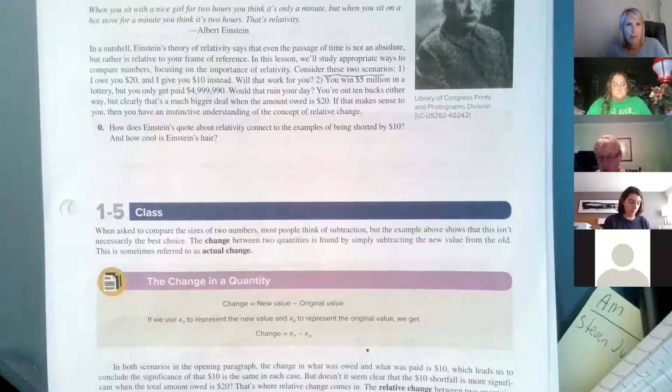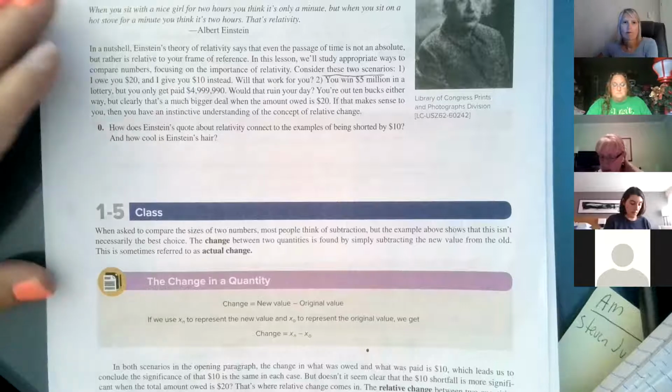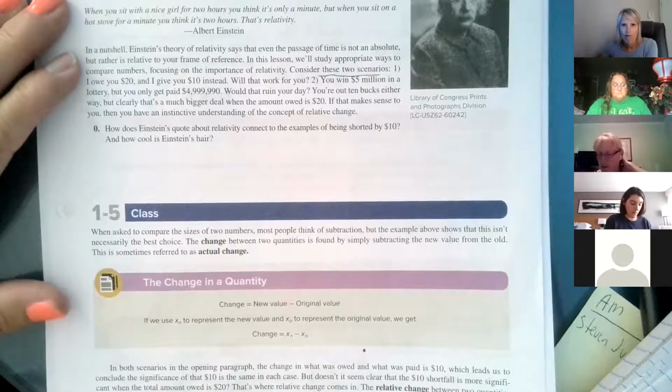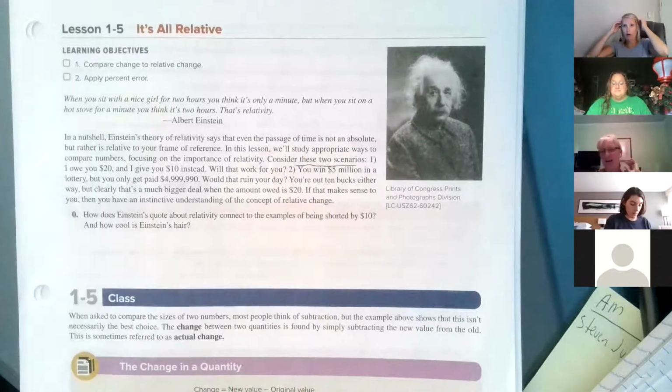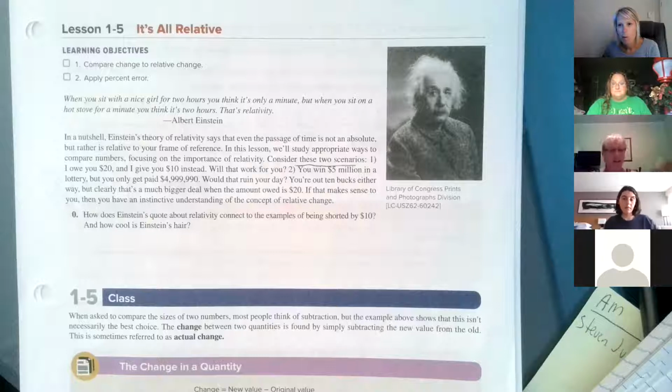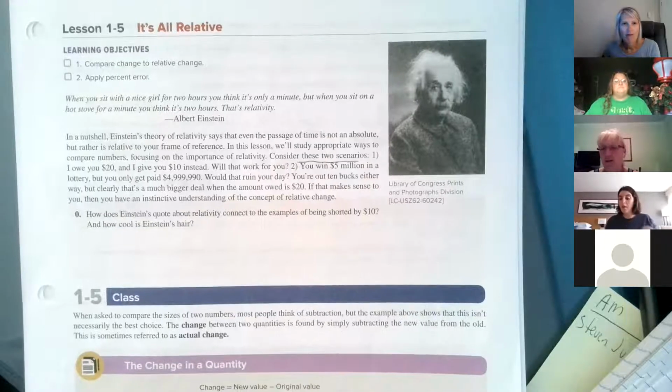How does Einstein's quote about relativity connect to the examples of being shorted by $10? And how cool is Einstein here? He's definitely before his time. I did a report on Einstein in one of my classes before, so that was kind of cool.